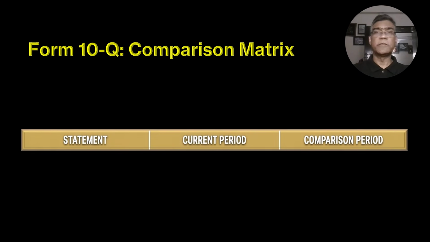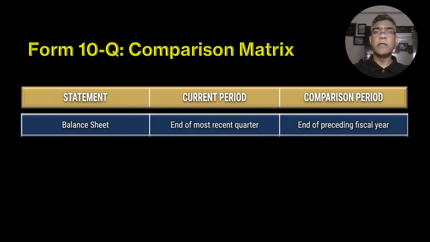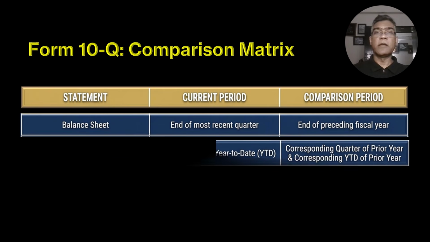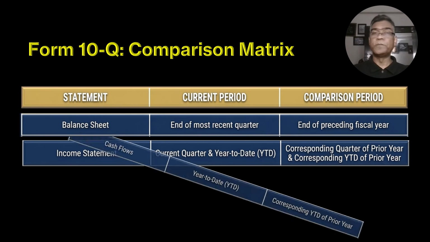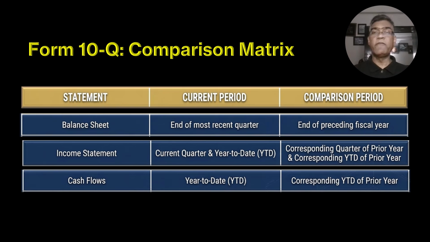Start with the balance sheet. It compares the end of the most recent quarter with the end of the preceding fiscal year. This shows how position evolves since the last annual close. Next, the income statement. It covers both the current quarter and year to date compared to the same quarter and year to date of the prior year. This dual view highlights momentum and seasonality. Then cash flow. Again, year to date versus prior year to date. It is the liquidity lens, how cash moves through operations, investing and financing.